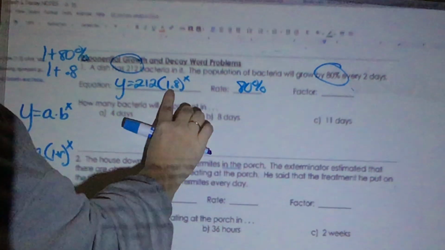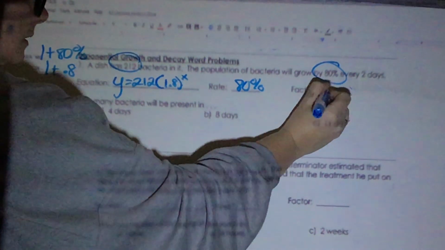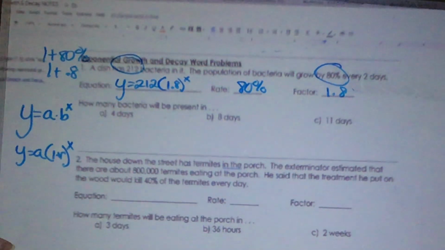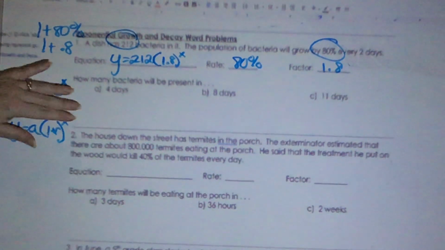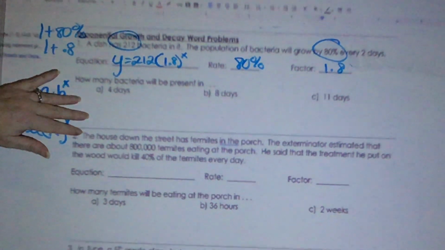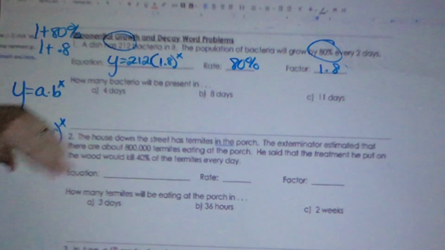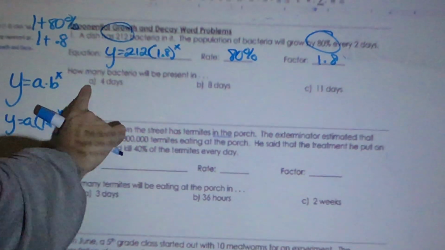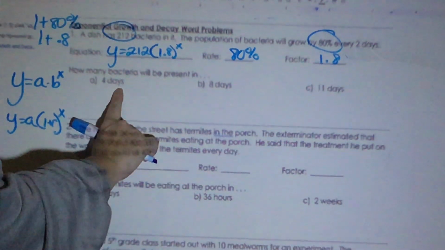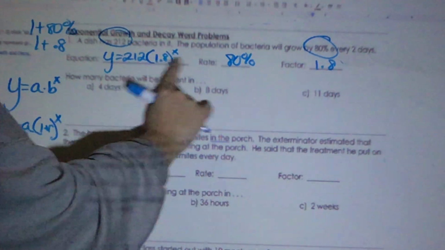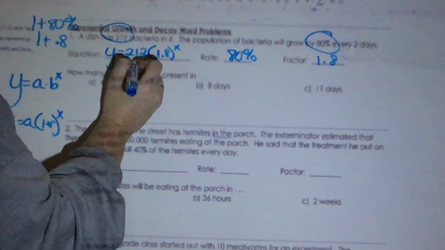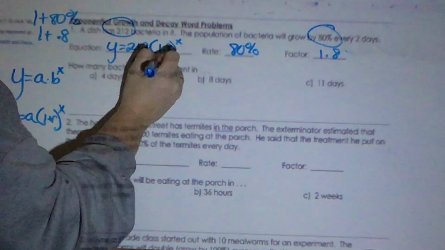The factor is the number that ended up in the parentheses, and that's 1.8. Now I want to be able to use it to figure out how much bacteria will be at each day. So this one says, how many bacteria will there be at 4 days? I know that each x represents 2 days.